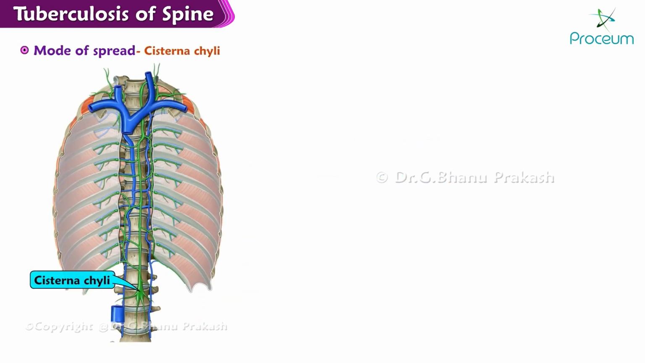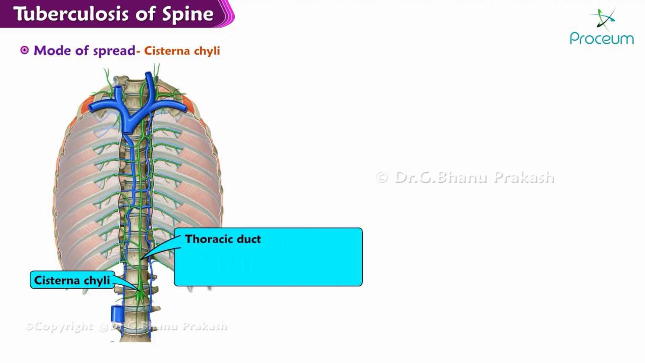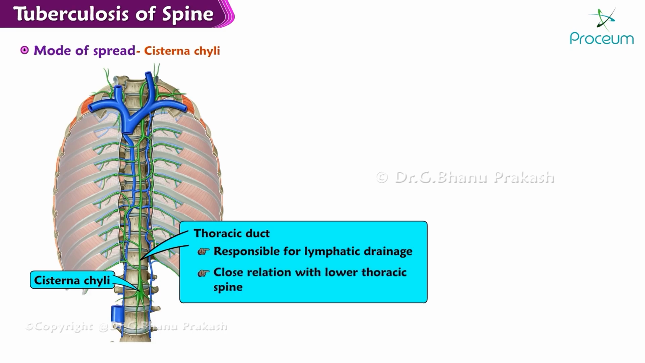Cisterna chyli. The cisterna chyli, which is the origin of the thoracic duct, begins at the lower border of T12. Its proximity to the lower thoracic spine increases the likelihood of infection dissemination to this region. Close relation to the thoracic duct. The thoracic duct, responsible for lymphatic drainage, is closely related to the lower thoracic spine. This close anatomical proximity facilitates the spread of infection.